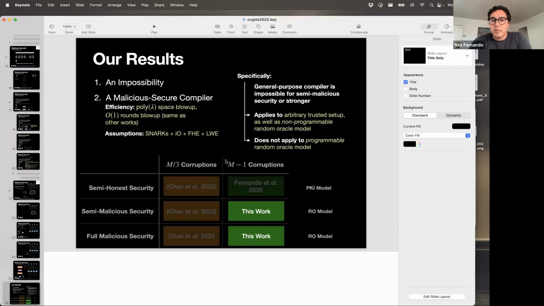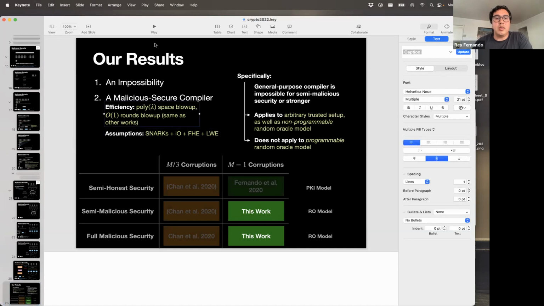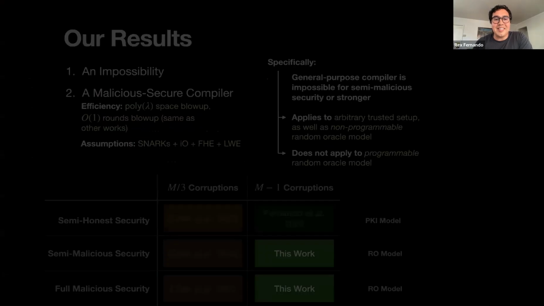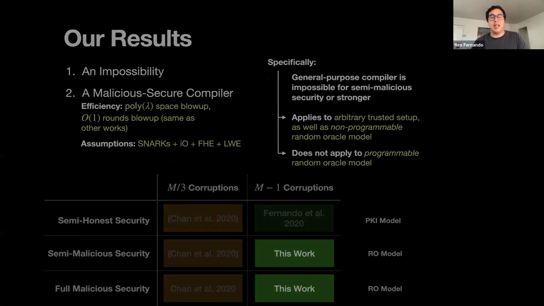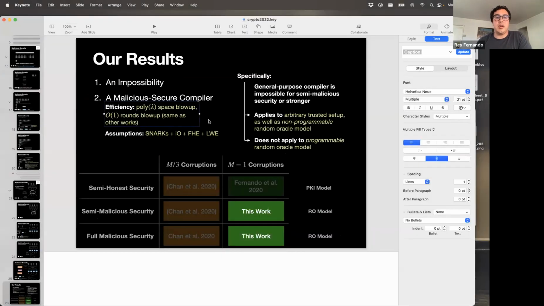Rex, can you say quickly what is the exact asymptotic overhead of your construction? I don't know the exact constants or anything, but in terms of the security parameter and the input size, we have a space blowup that's polynomial in the security parameter and independent of the input size, and the round blowup is just constant. It's a multiplicative constant. These are both multiplicative constant blowups.